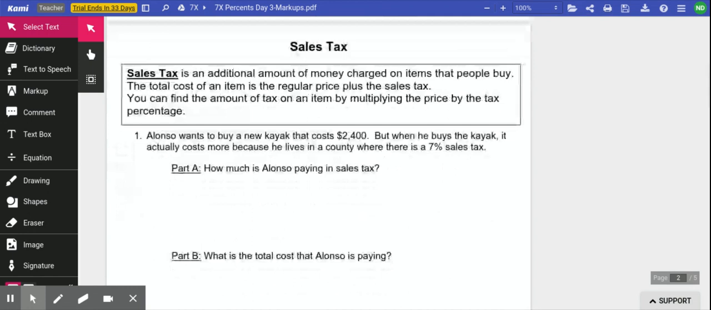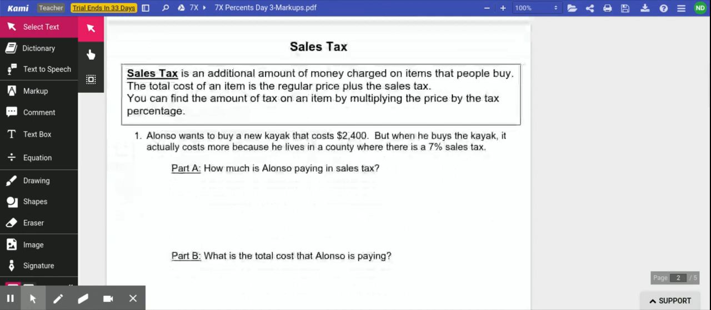Got to read carefully. So number 1 says, Alonzo wants to buy a new kayak that costs $2,400. But when he buys the kayak, it actually costs more because he lives in a county where there's a 7% sales tax. So this is a 2-step procedure, just like yesterday with discounts when we were finding the selling price. And I broke these questions up into 2 different parts to illustrate the 2 different steps that you have to take. So part A says, how much money is Alonzo paying in sales tax?